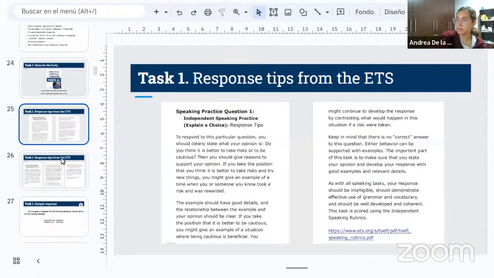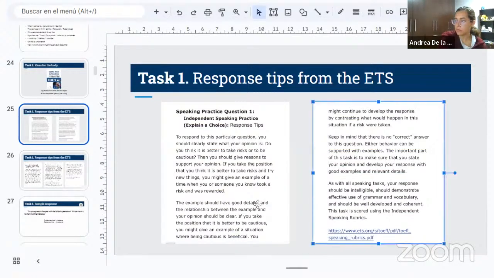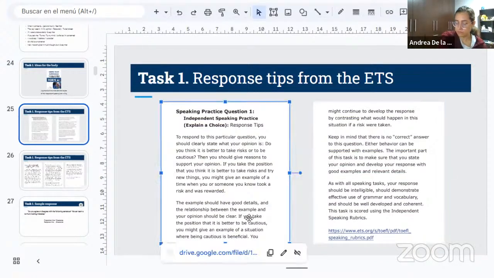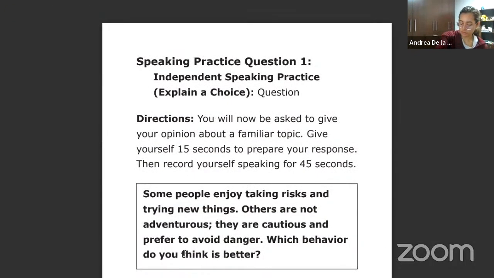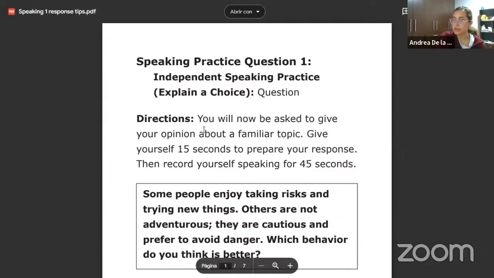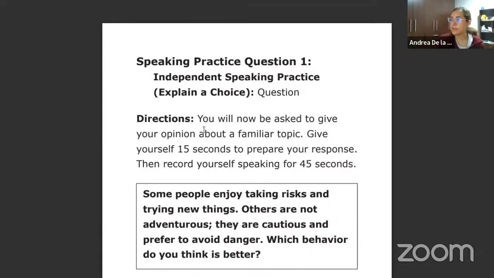Okay, this is the one. By the way, you can find this online on the ETS website. These are basically the examples that they have for each question. They have one for each question, so you could read them in case you want to see what the ETS says.